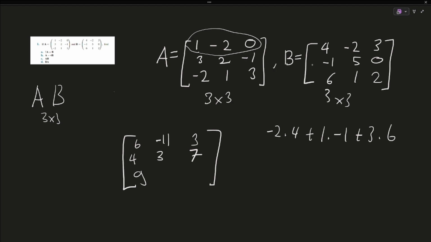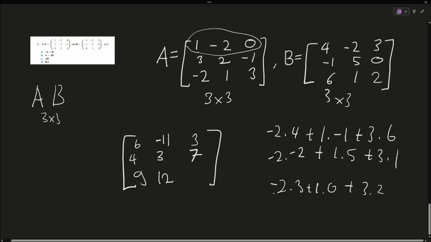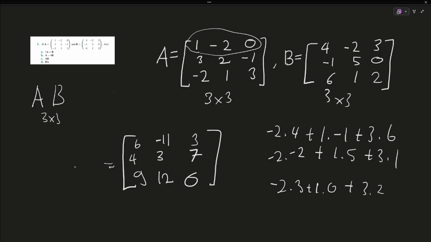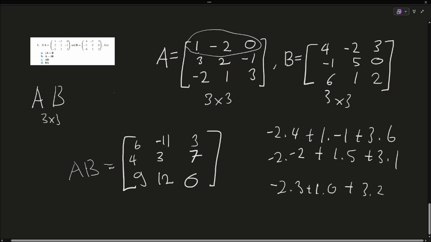And the second one will be -2 times -2 plus 1 times 5 and plus 3 times 1. And this will be 8, and this will be a 4, so we'll have 12 over here. And the last one will be -2 times 3 plus 1 times 0 plus 3 times 2. So we're going to have 0 for the last entry. So this will be equal to AB.